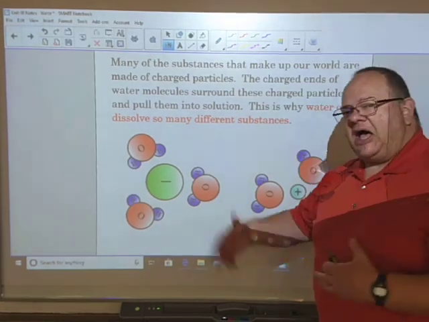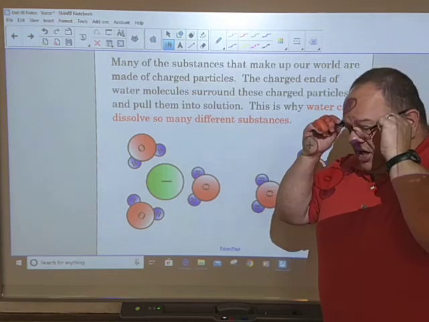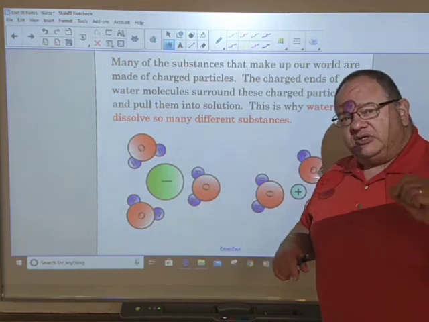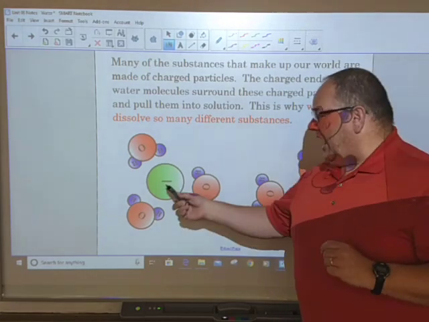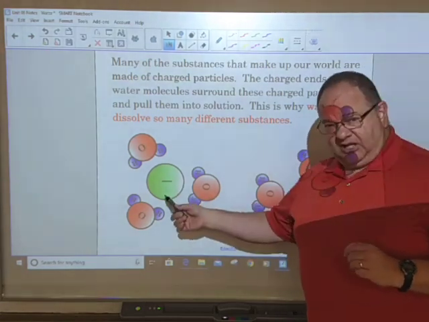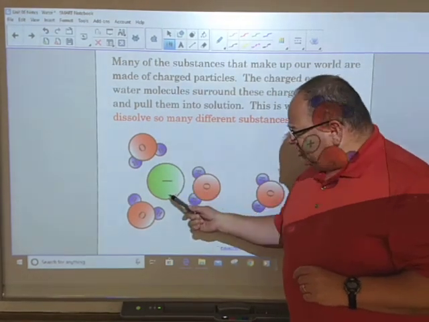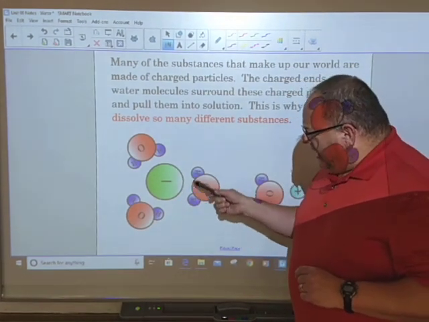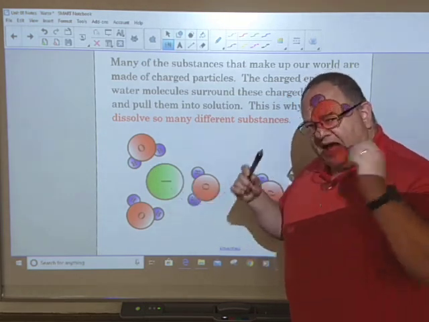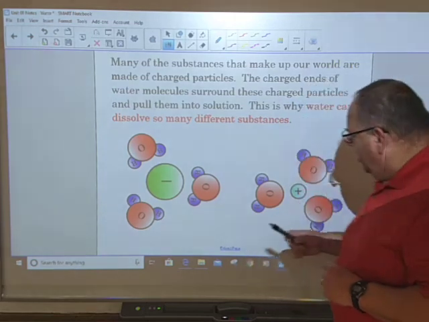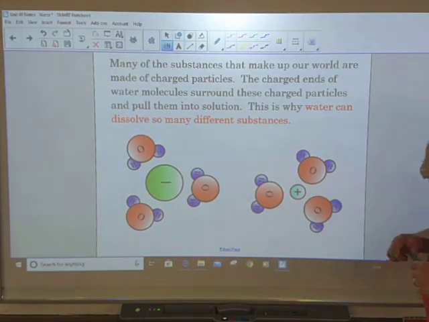There's a lot of substances that are made up of charged particles. Now, water is polar. There are other substances that are called ionic, and they're literally made up of opposite charged ions, negative ions and positive ions. If you can imagine a negative ion, the positive end of water would be attracted to the negative ions. Opposites attract. And for a positive ion, the negative end of water would be attracted to it.